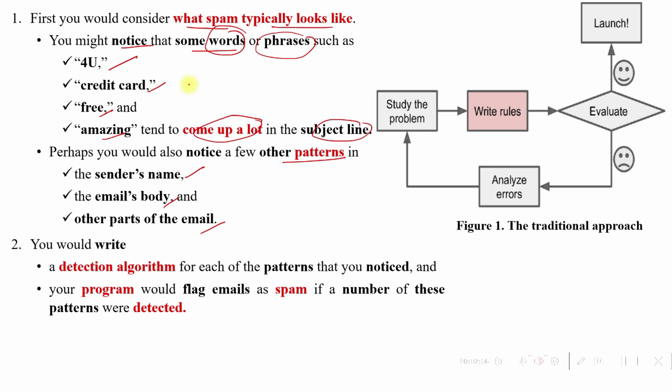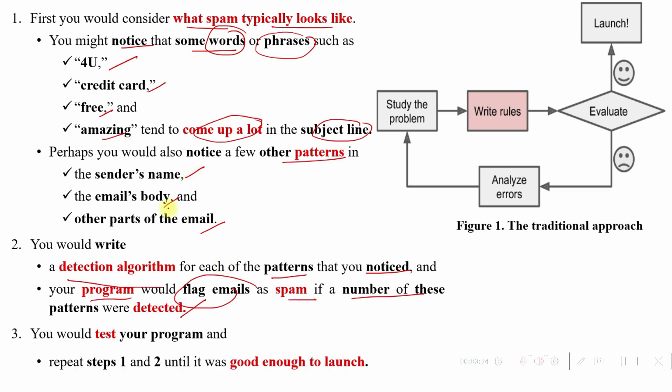Then you will write a detection algorithm for each of the patterns that you noticed, and your program would flag emails as spam if a number of these patterns were detected. Now you test your program, then repeat step 1 and step 2 until it is good enough. This process continues until you find the best one. So this is simply the traditional approach to find out spam messages.